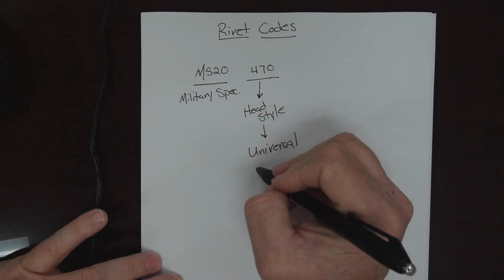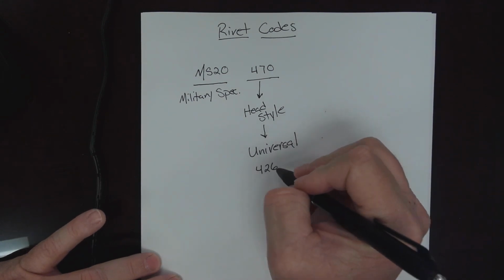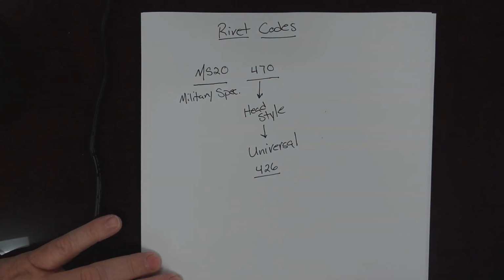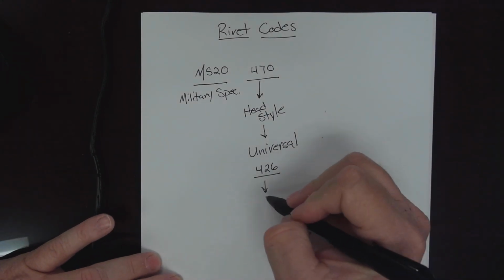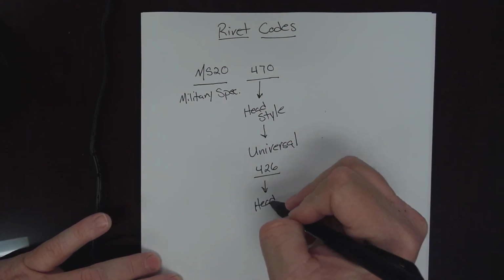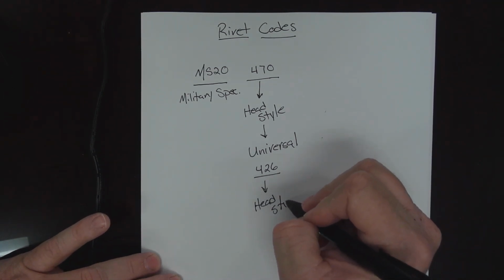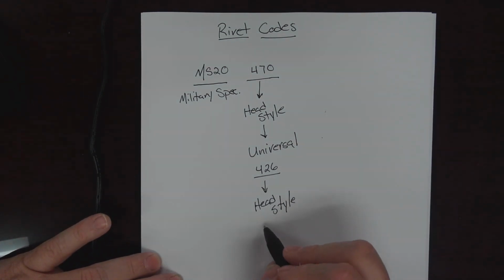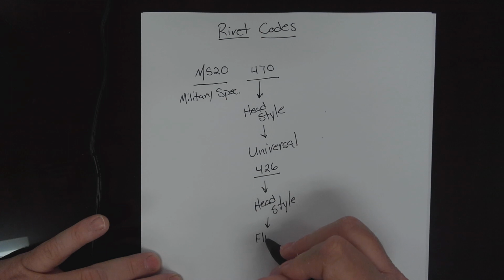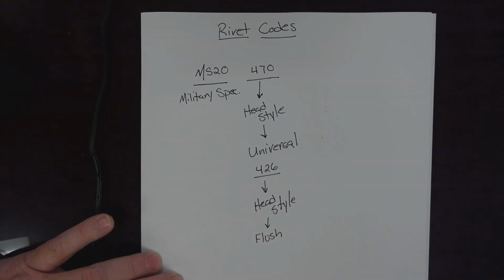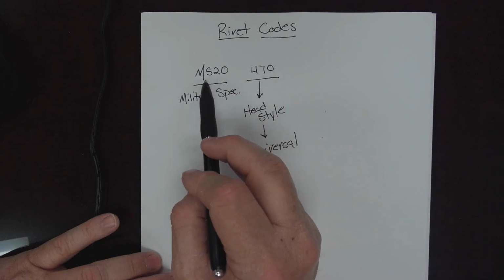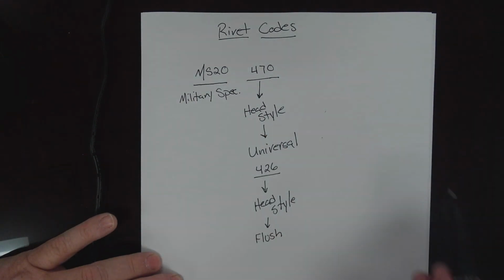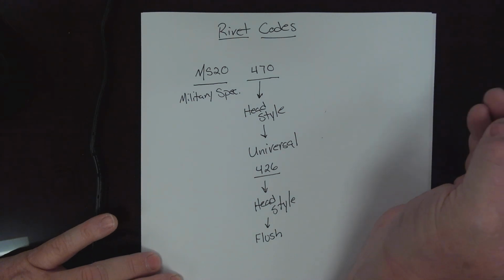Another number that you may see show up here occasionally, and we'll be using a few of these, would be a 426. Once again, that represents the head style or the type of head for the rivet, but it also further defines it as a flush rivet. Now, flush rivets are commonly used on aircraft with high-speed airfoils. These are higher performance, higher speed aircraft. So to look back, MS20 tells us it's a mil-spec rivet. 470 indicates what the head style is.